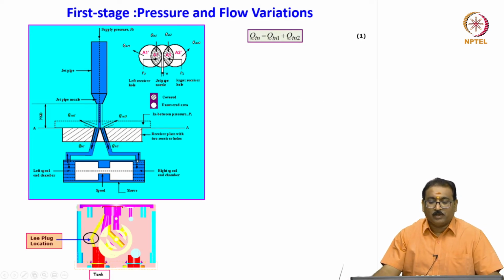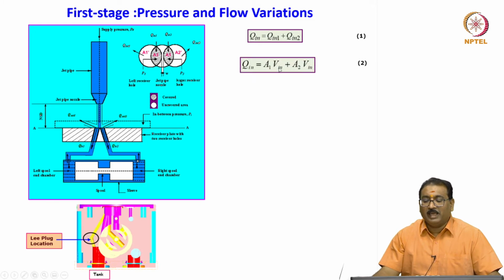Now we will see, friends, Q in, which is equal to Q in 1 plus Q in 2. How to calculate Q in? A1 V in, A2 V in, correct? A1 and A2 are the areas.